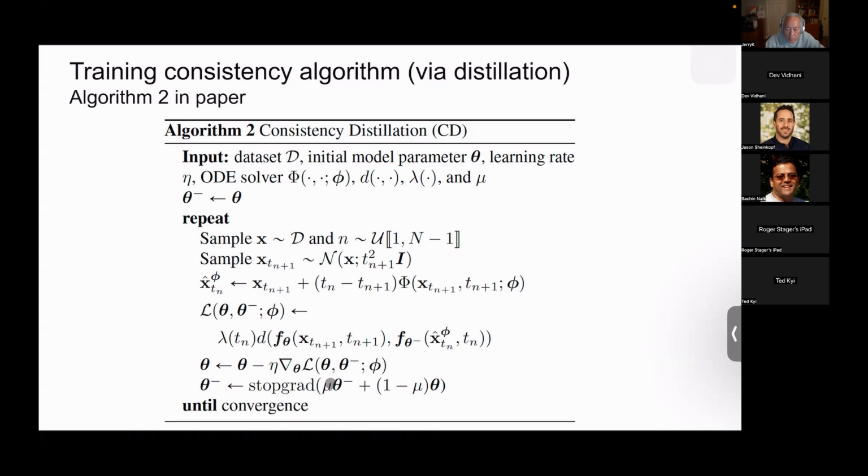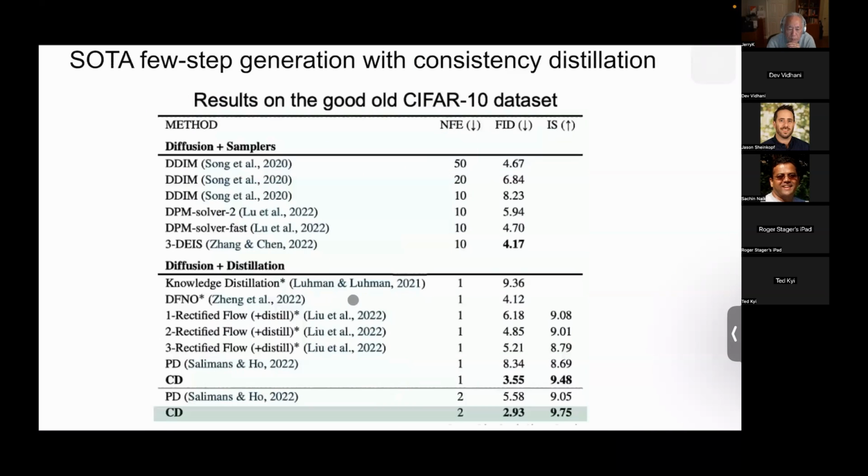And they also have this decay factor, just like EMA, right? So the decay is how much of the student network they are going to bring into the target network as they go, for further regularization purposes. So this is the distillation-based consistency model.